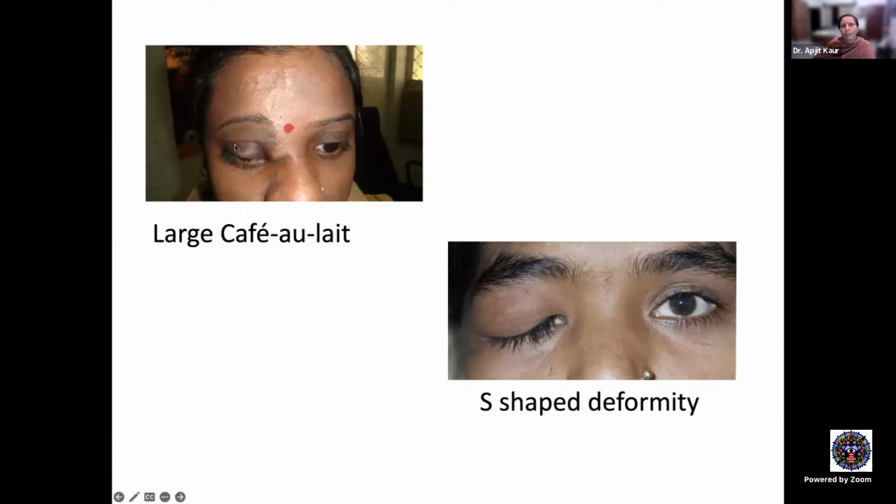Huge lesion here on the right upper lid causing mechanical ptosis. And this lid is darker and larger. This is a large cafe au lait spot. And this typical S-shaped deformity, both these conditions are associated with neurofibromatosis.